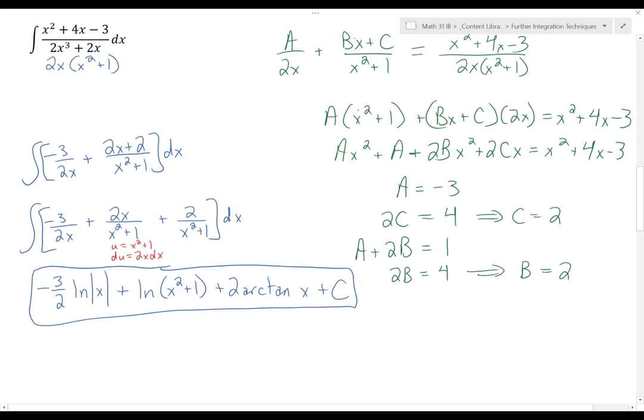You can combine those two logarithms if you want using log laws. I'm not going to bother because I can't combine them with the arctan anyway. So here is what I get.